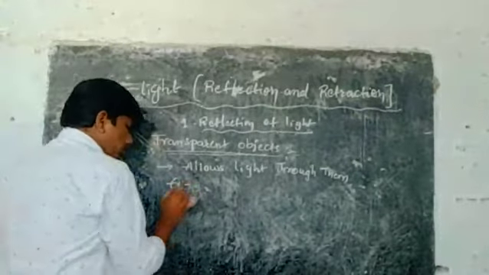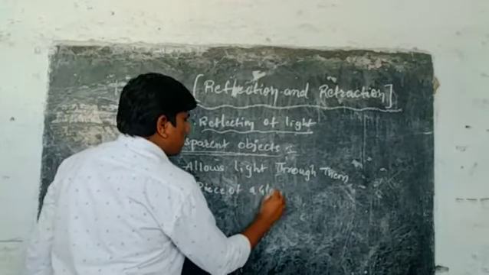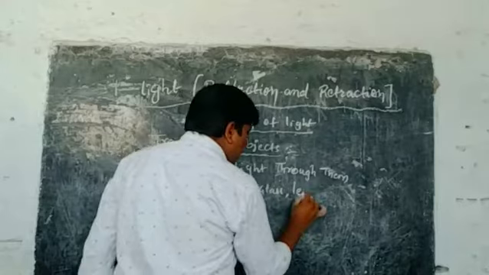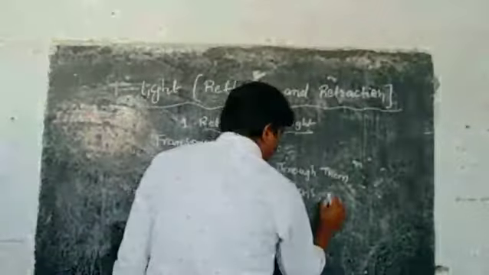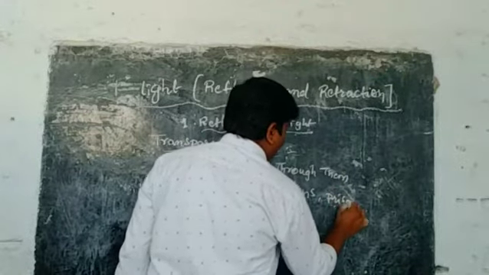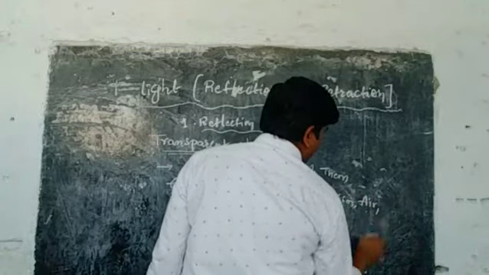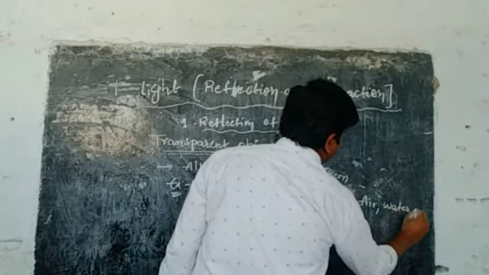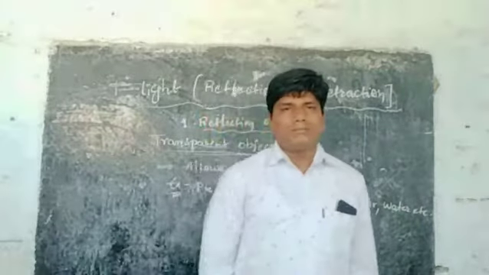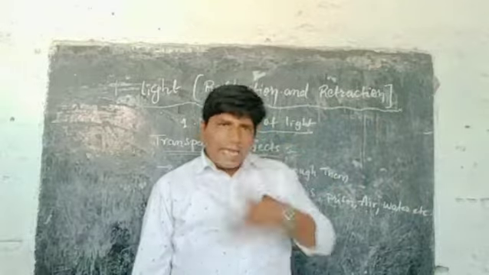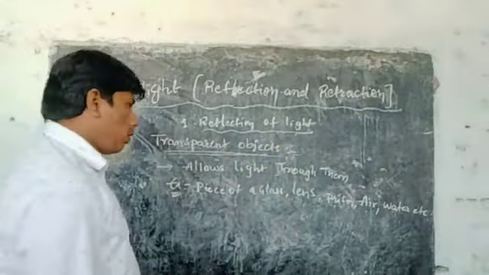Examples: a piece of glass, a lens, that is spectacles, a prism, which can form an artificial rainbow, air, water, etc. These allow the light through them. When light falls on them, they allow it to the other side. Such kinds of objects are called transparent objects.